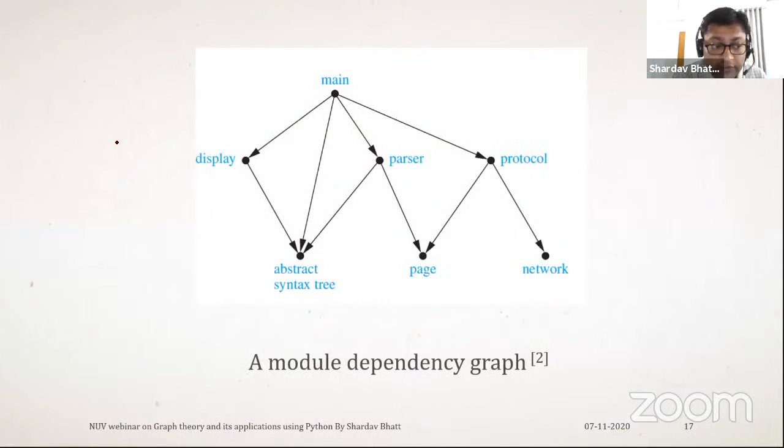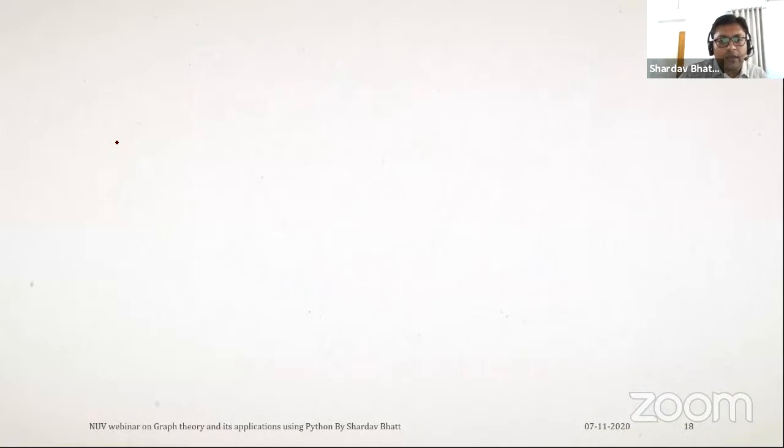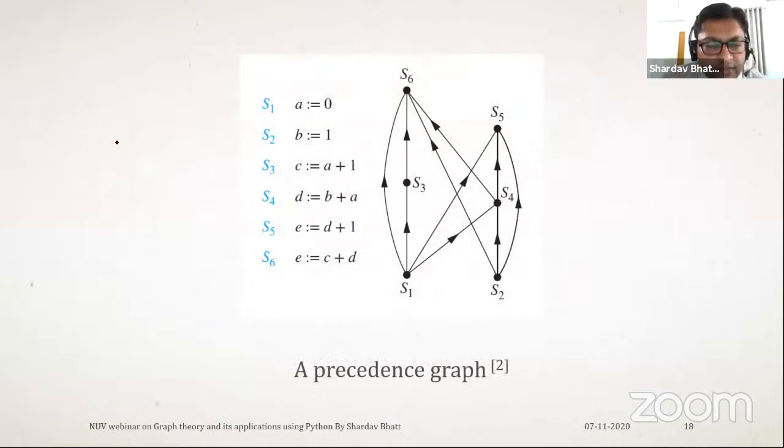Another application in computer science is a module dependency graph. Different modules of programming language, which module is depending on which previous module or function or class, whatever it is. So that can be used by the software engineers. We can also have something called a precedence graph. So that shows which statement is preceding the other statement. For example, you can see for S3 you need value of A, so S3 depends on A, but S3 does not depend on S2 because B is not required for this statement 3.